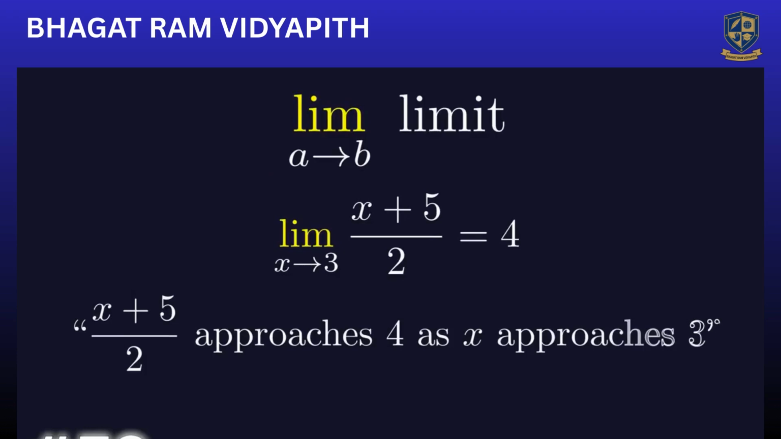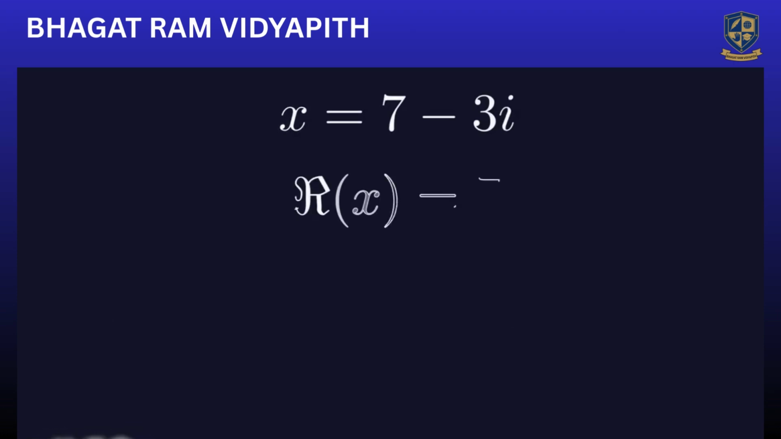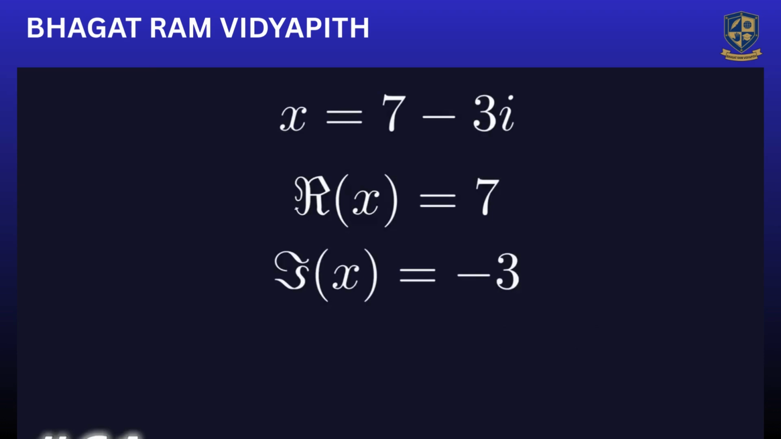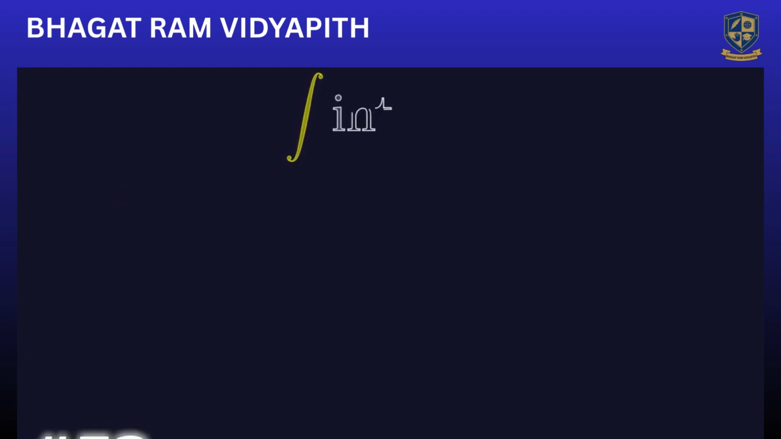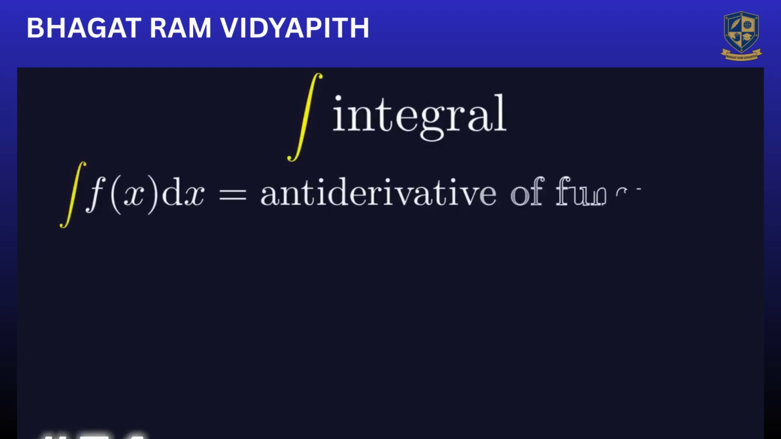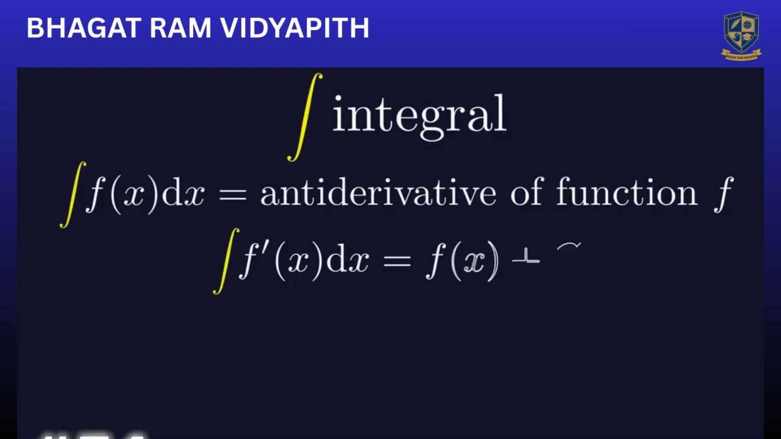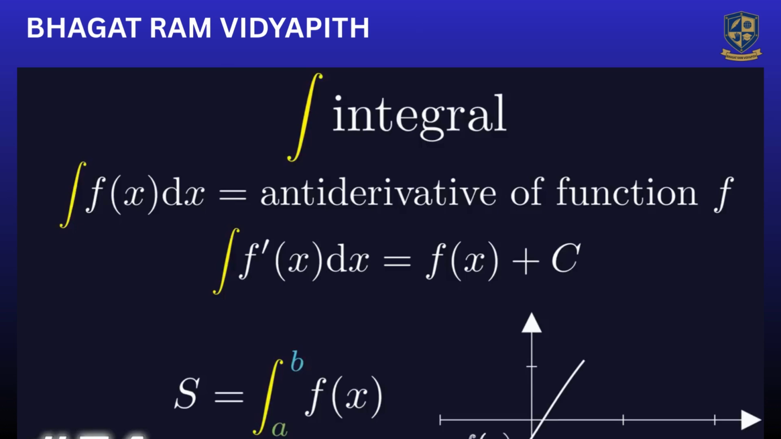Limit is used to denote the behavior of a function or an expression as its input approaches a certain value. The fancy R denotes the real part of a complex number. The fancy I denotes the imaginary part of a complex number. Using a bar above a complex number, we can denote the complex conjugate of that number, which just changes the sign of the imaginary part of the number.